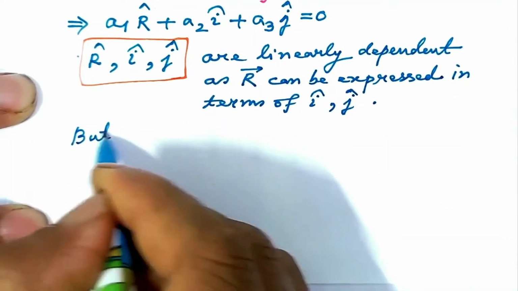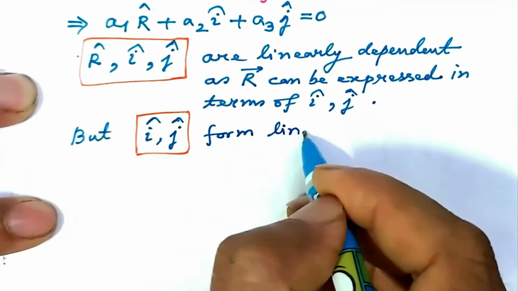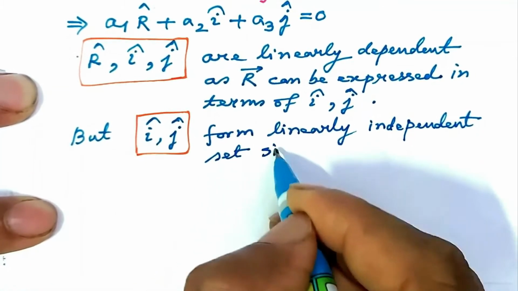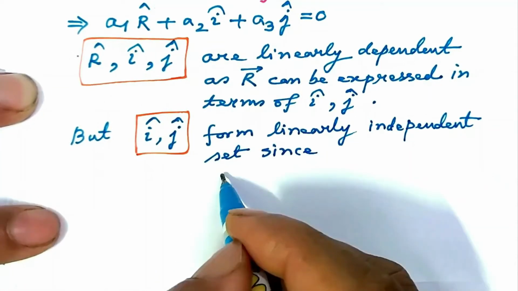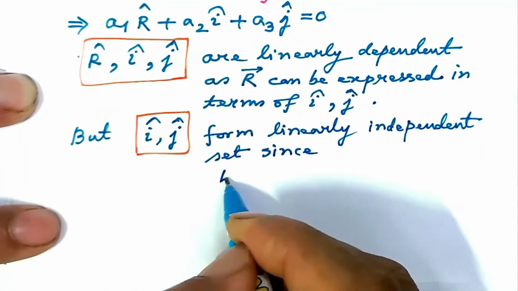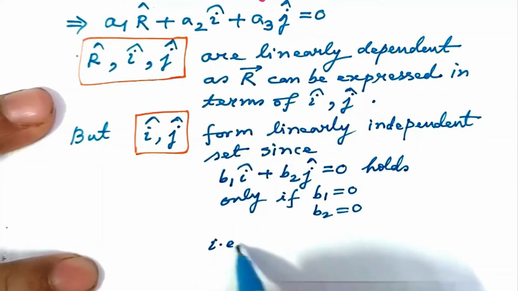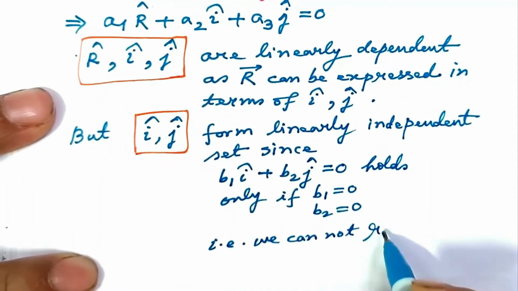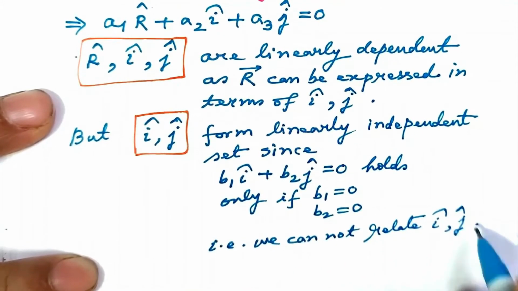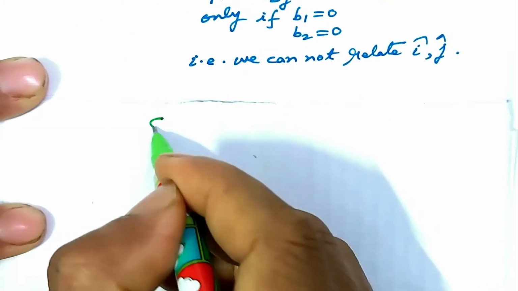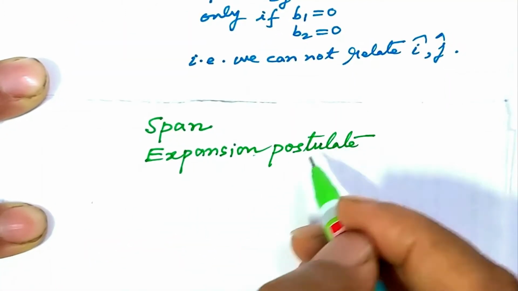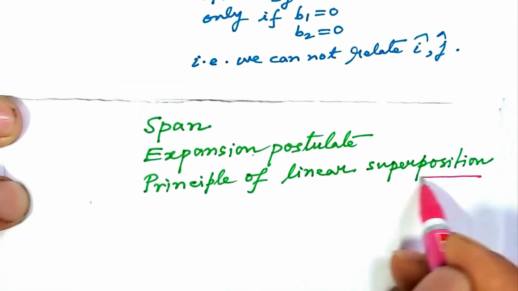But let us note that i cap, j cap form a linearly independent set, since if we by brute force try to connect them, it holds only if the coefficients vanish, that is, we cannot really connect i hat and j hat in any way. We next turn our attention to what we mean by the words span, expansion postulate, and principle of linear superposition.